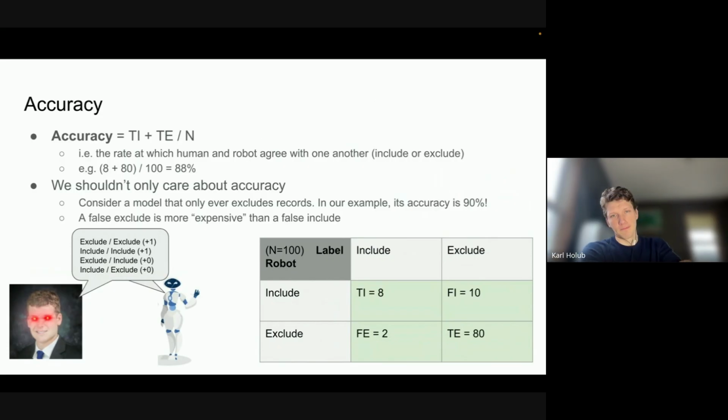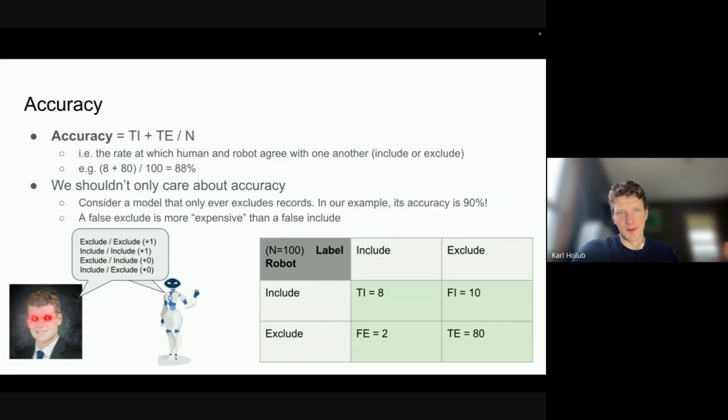So, accuracy: the rate at which human and robot agree with one another, include or exclude. You might look at this and say, boom, job done. We have a metric, and it makes tons of sense. Pretty much anybody who understands a screening model can understand that this is a reasonable way to measure model performance. However, I want to emphasize that we shouldn't only care about accuracy. It's not the be-all, end-all statistic.